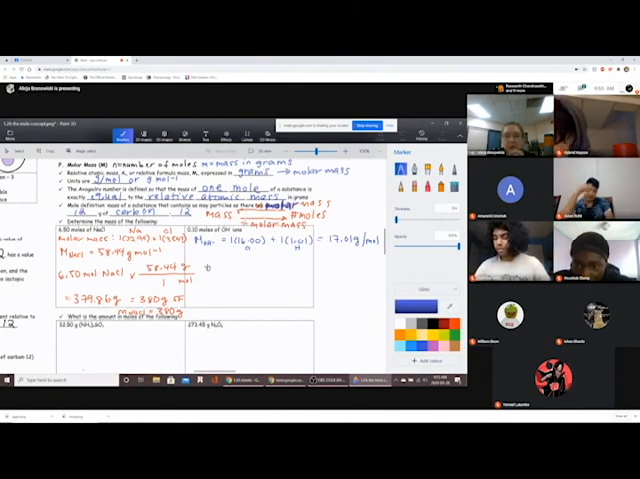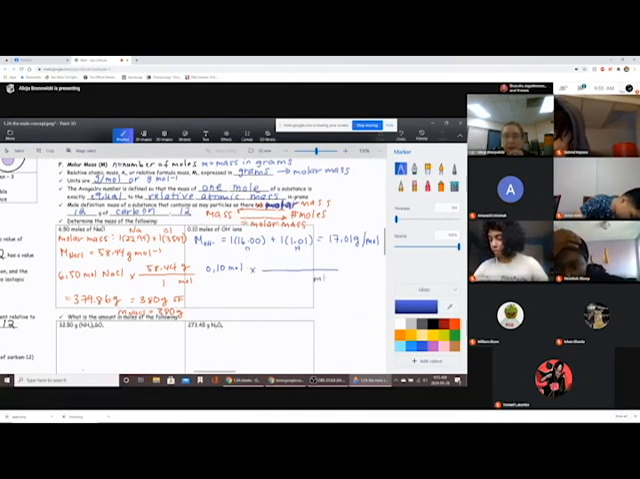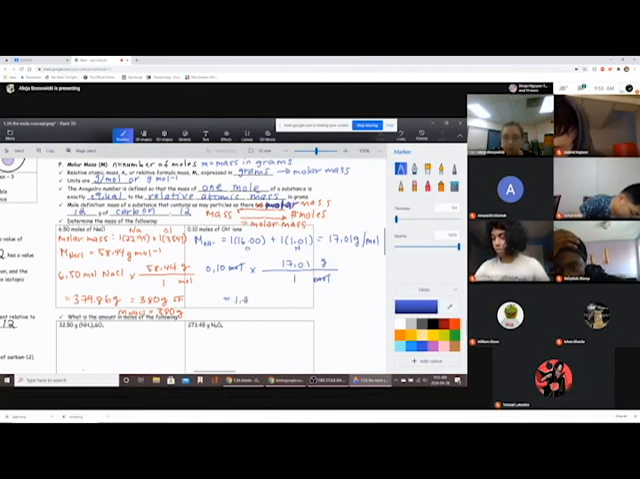So I have 0.10 moles times. I want to get rid of moles. I want to keep grams. So 17.01 grams per 1 mole equals 1.701. Again, you're just taking your number of moles and you're timesing it by molar mass to get your mass. So my significant figures would be 1.7 grams.